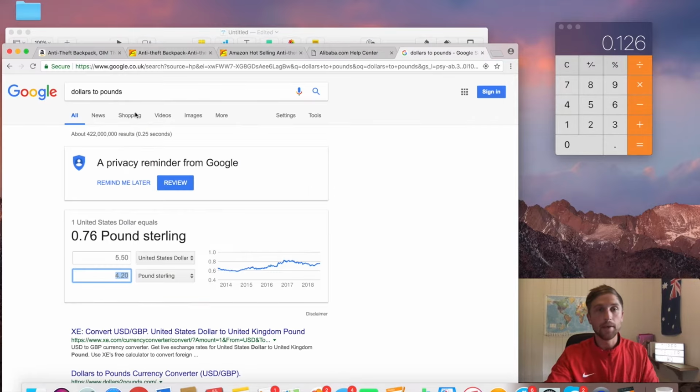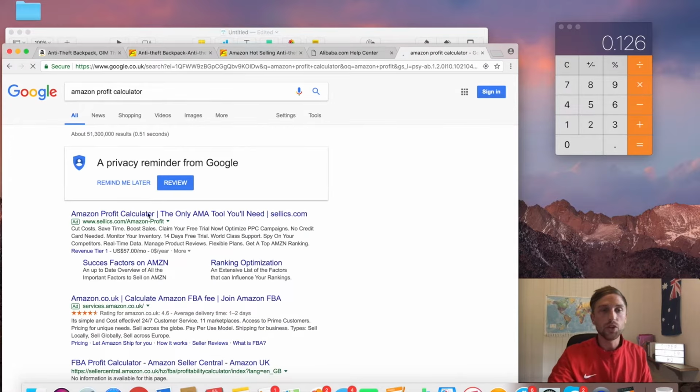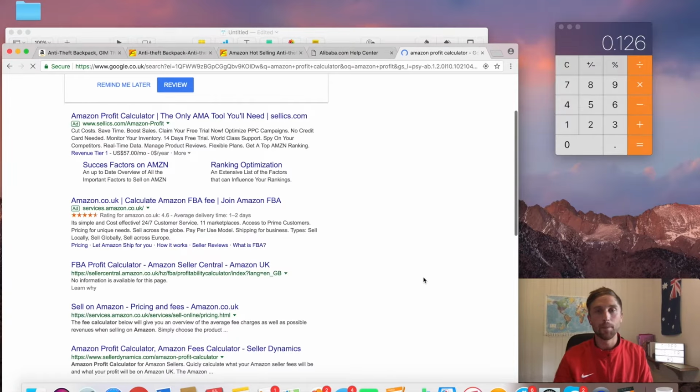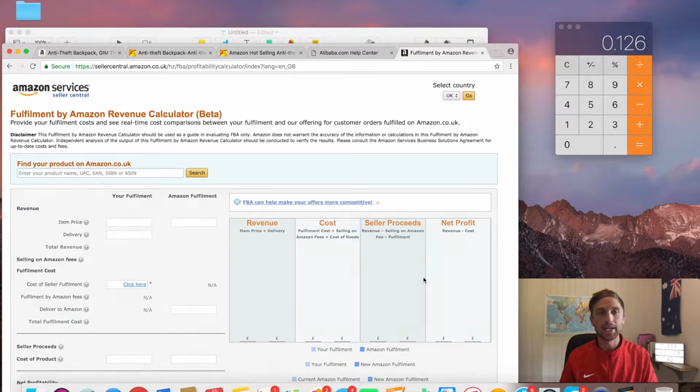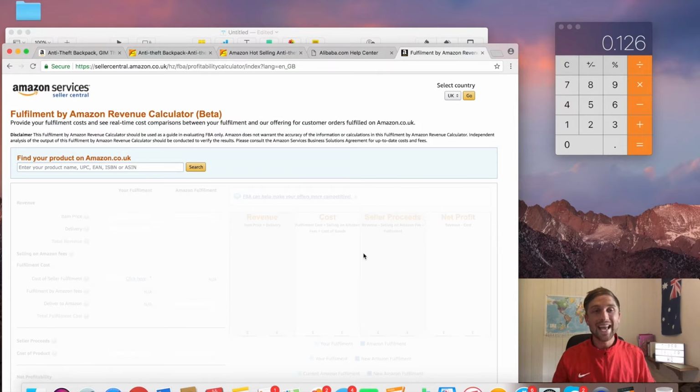So let's have a look then at the Amazon profit calculator, right? This is a free tool that you can use to calculate your particular product that you're looking at launching, the exact FBA fee and the exact referral fee for that category. So we start off, we put the ASIN of the particular product that we are looking at into the FBA calculator.